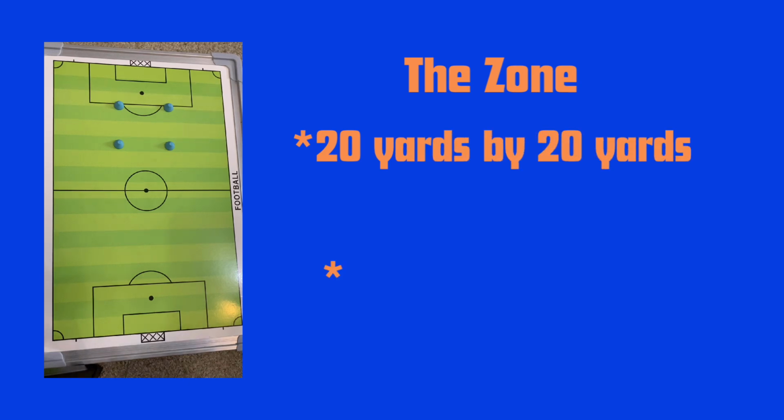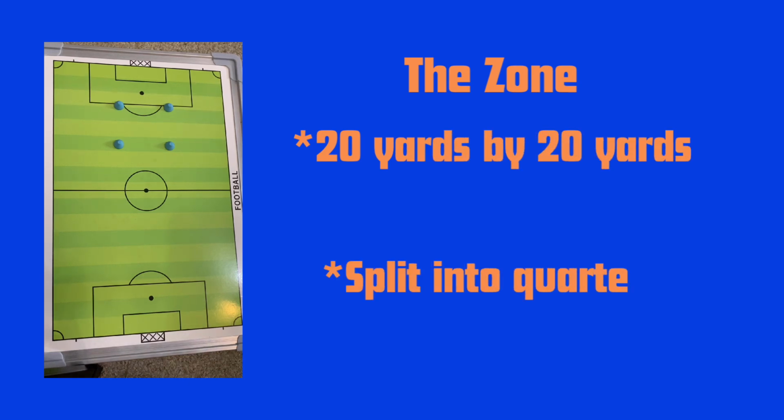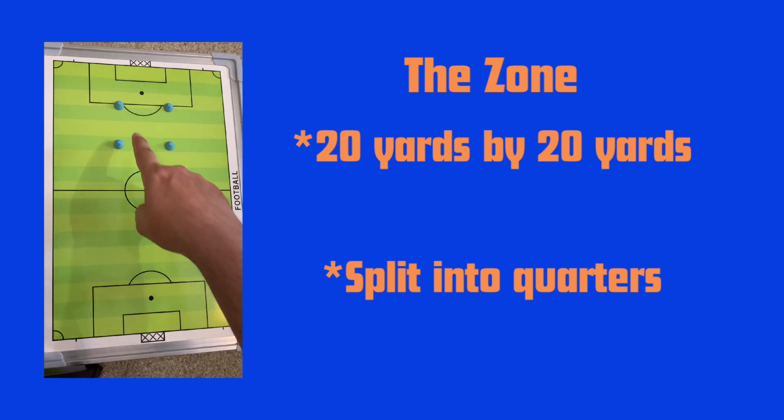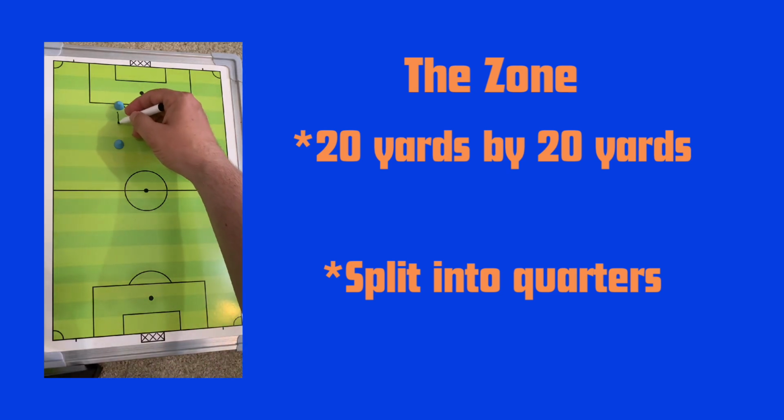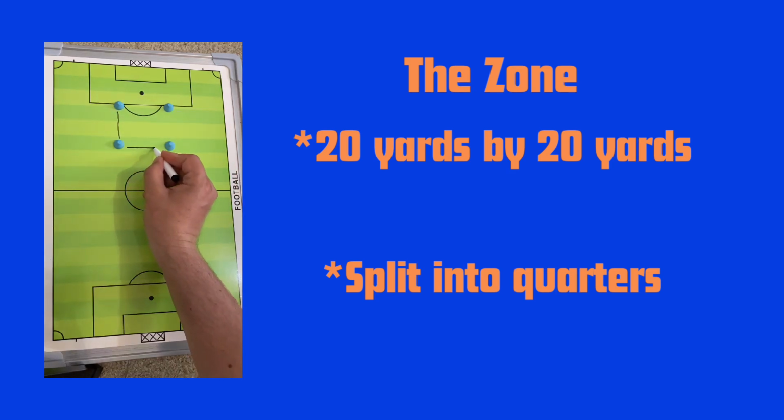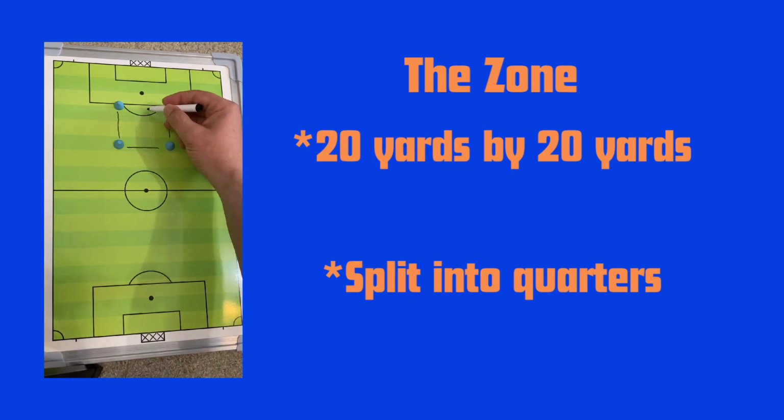So the zone, the 20 by 20 that the method refers to. So set up now, put out 4 cones that are one of the 20 by 20 zones on the pitch. When we're in our first stage that we'll talk about in a little bit, where we're learning to win the zone, we just work in a single zone. So when we do that, we would split that zone into quarters.